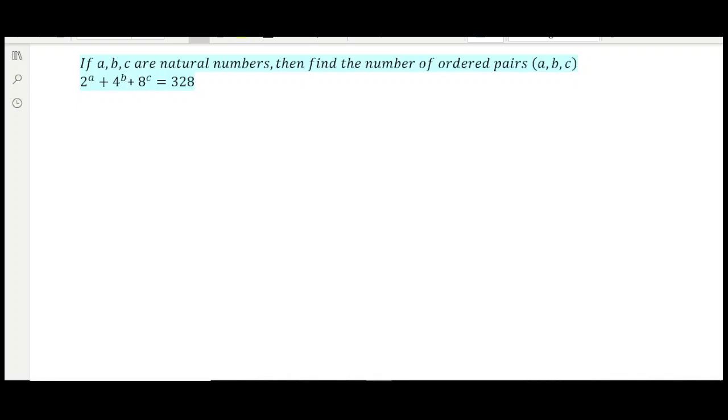Today we are going to take this example of finding ordered pairs when the equation is in this form. That is, all are in terms of 2 basically. So 2 raised to power a plus 2 raised to power 2b, we can write 4 as 2 square, and 8 as 2 cube, c is equal to 328. Now we don't know which one of the following is smaller, whether a, 2b, or 3c.